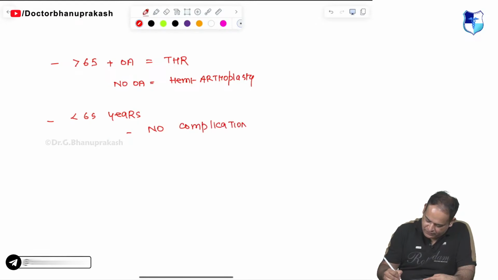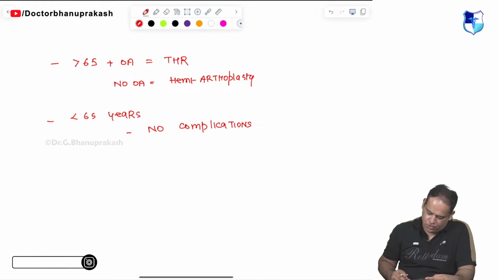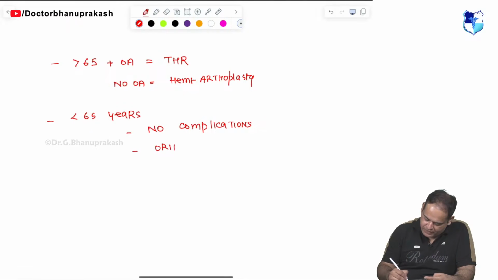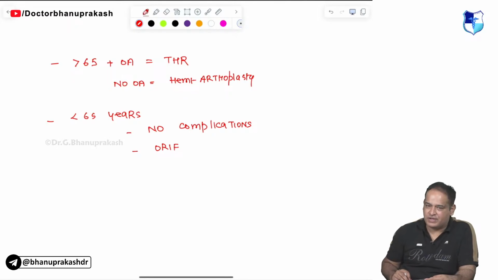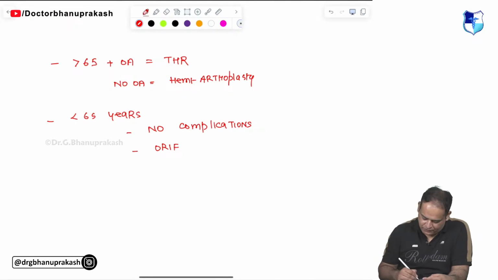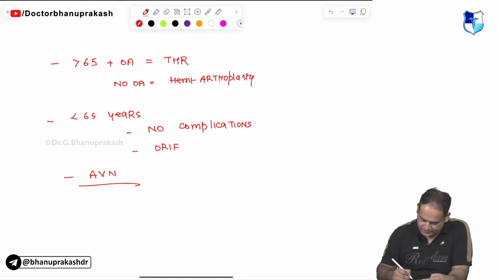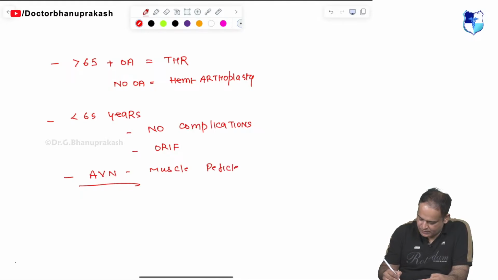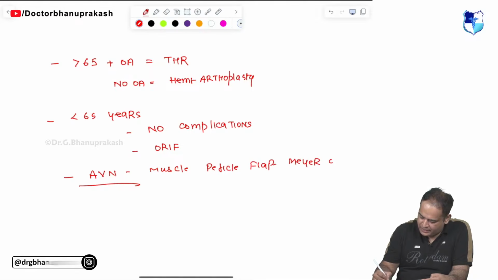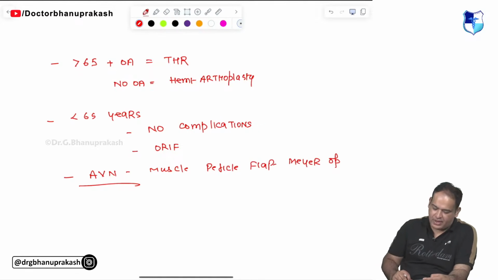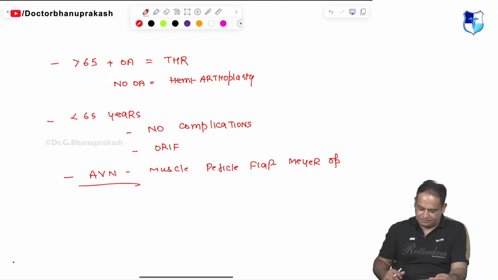Less than 65 years and no complication. Fine. Now here treatment is open reduction internal fixation. Less than 65 years and has avascular necrosis. Fine. So we'll do muscle pedicle flap, that is Mayer operation. Fine.